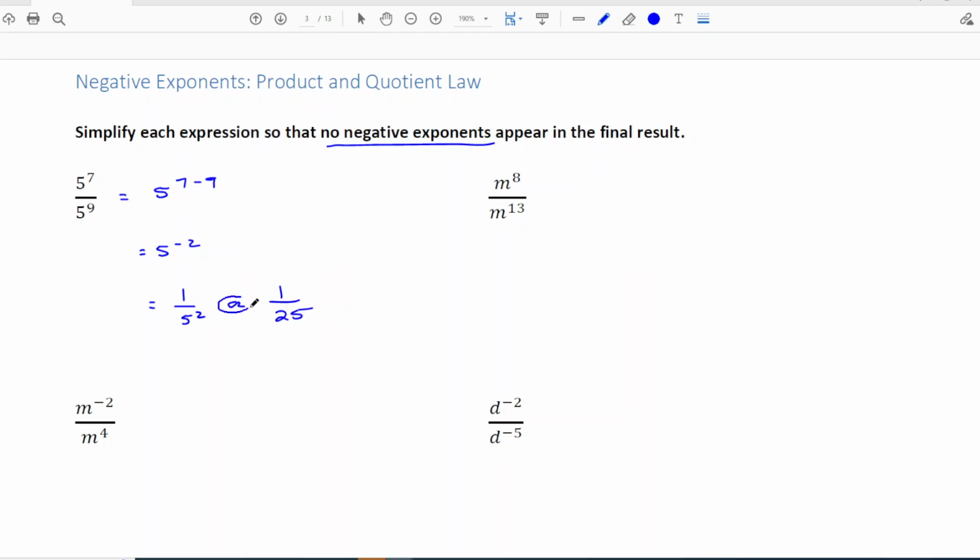So at this point, when they say "or", it means either of those are acceptable answers. This is my answer with a positive exponent. This is just it evaluated. So I will take either.